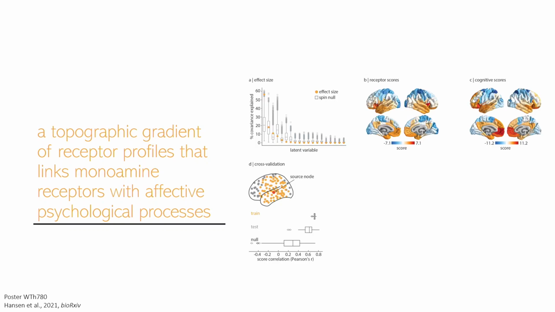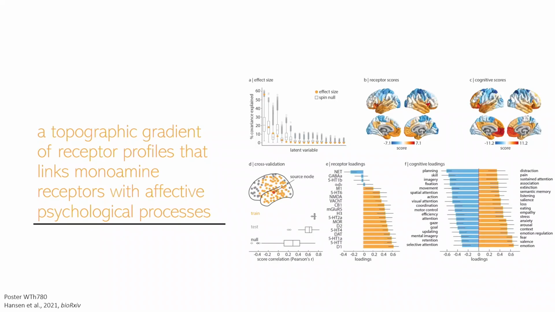And then the most interesting part is which receptors are contributing the most to that gradient and which cognitive processes are contributing to that gradient. So in other words, what receptors are covarying with what functional activation patterns associated with certain cognitive processes to give me this nice gradient.